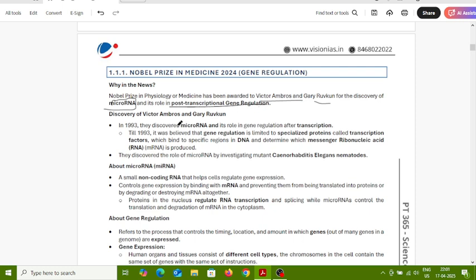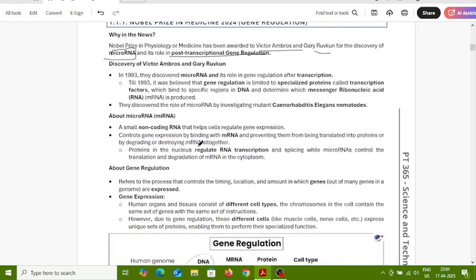I don't have that much of an idea on this topic, but what you have to remember is who got the prize and for what. It is for microRNA. You have to remember this term, microRNA. Okay, nothing much more in this.